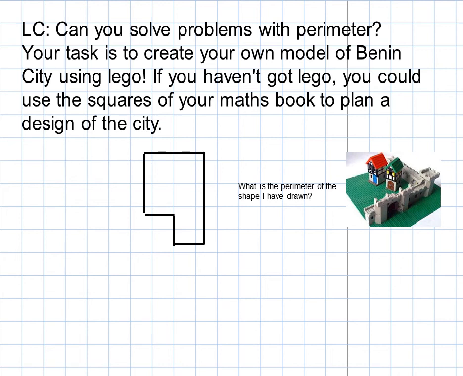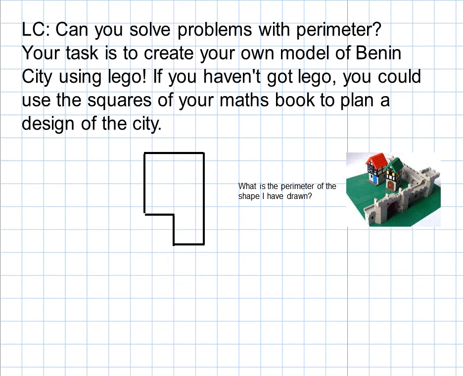If you haven't got Lego, that's all right. You can use the squares of your maths book, just like I've got here, to draw your own design of the city. Now I've drawn a shape here. It's like a square with an extra bit on the bottom, isn't it? But each of those pieces is going to be 1 centimetre long. Now I made a bit of a mistake there because I haven't lined them up neatly with the squares on my book. And that's a bit of a lesson for you. If you use the squares of your book and you have each one representing 1 centimetre, you will be able to count those centimetres around the perimeter of your shape.